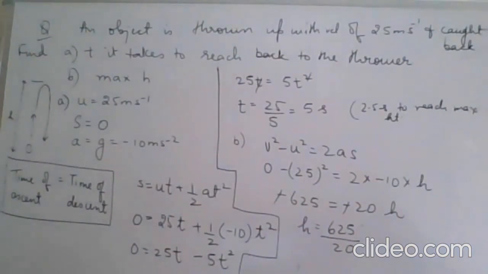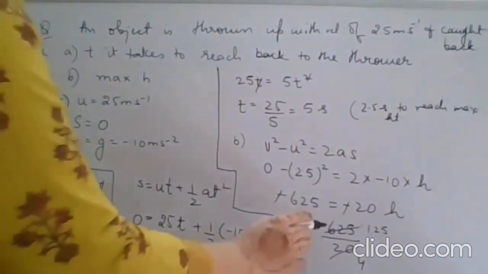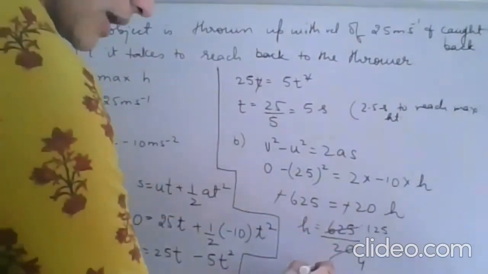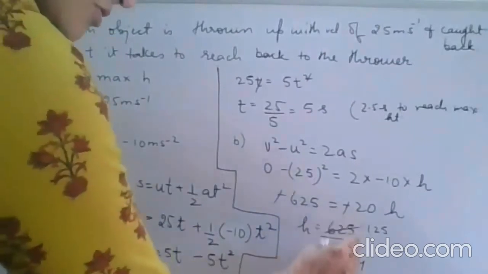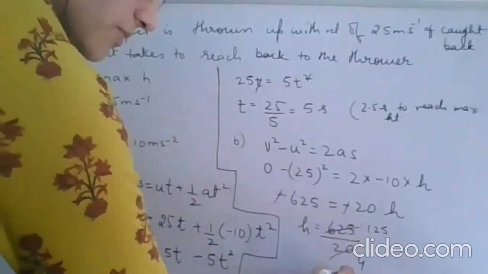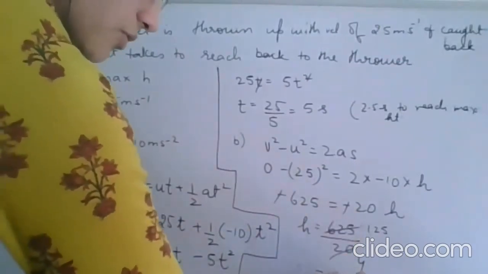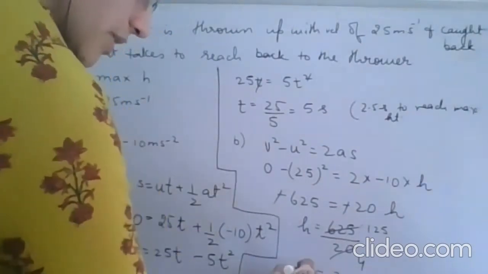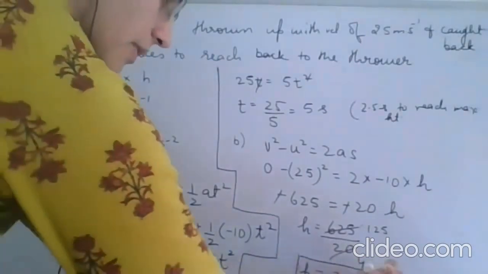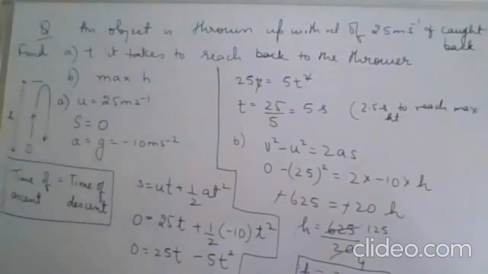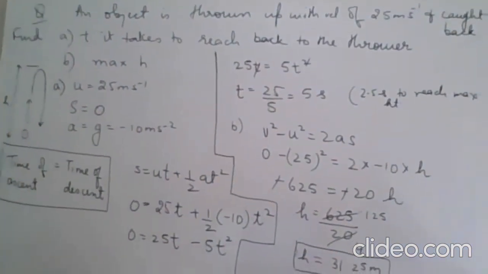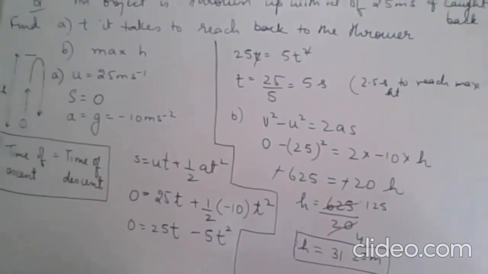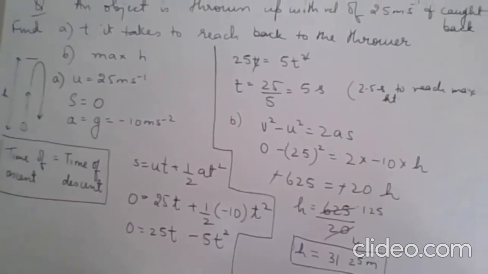Okay. How much is that? So simplifying this further, it becomes 125 by 4, and giving a decimal representation, it would be 31.25 meters. So that is the maximum height it reaches. The maximum height it reaches is 31.25 meters.